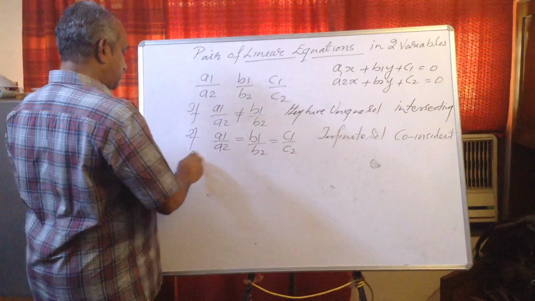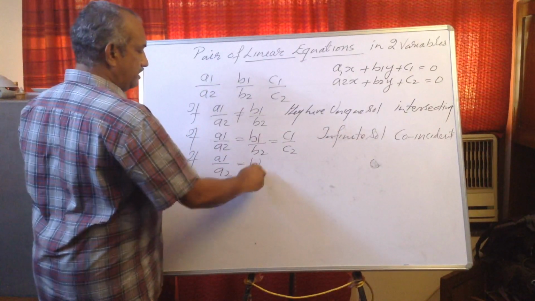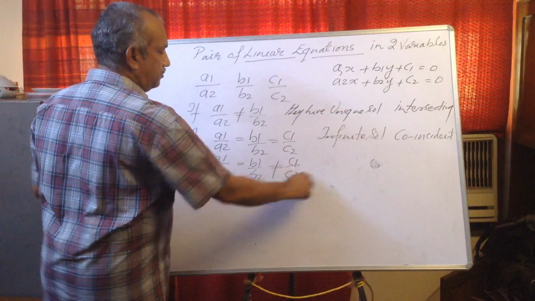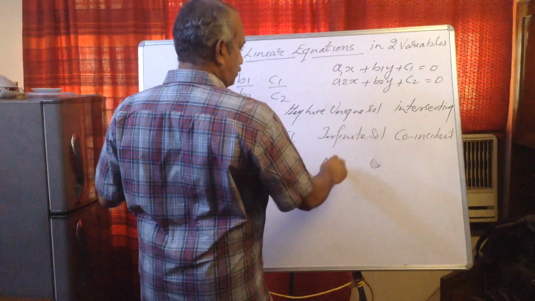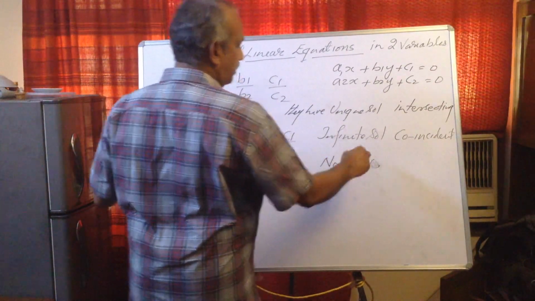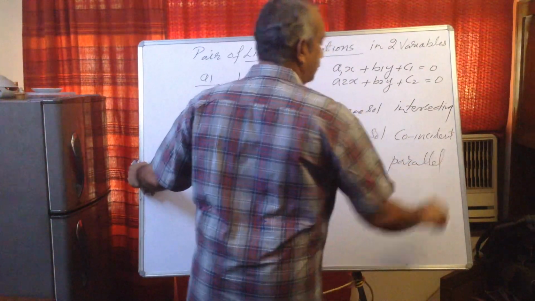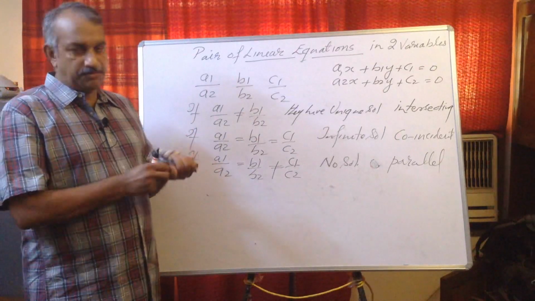And the third case, if a1 upon a2 is equal to b1 upon b2 not equal to c1 upon c2. In this case, there will be no solution and the graphs will be parallel to each other. So this property is very important. This relationship you have to learn.